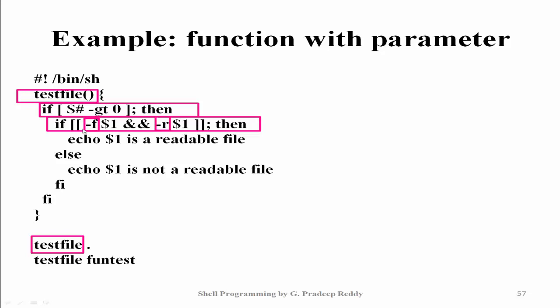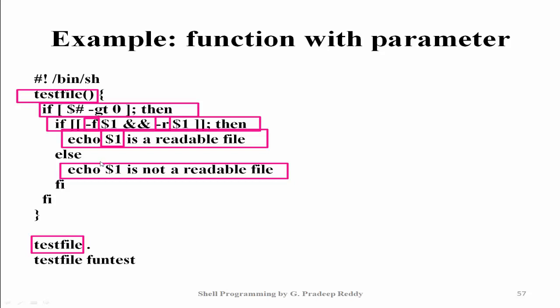So if both are true, you have specified an argument which is a file, available in that particular directory, and it is a readable file, then it is going to display a message: the argument 1 which you have passed by the user is a readable file. Otherwise, $1 is not a readable file. The first if is ended with fi. So here you have specified a second if statement. This is also ended with fi.